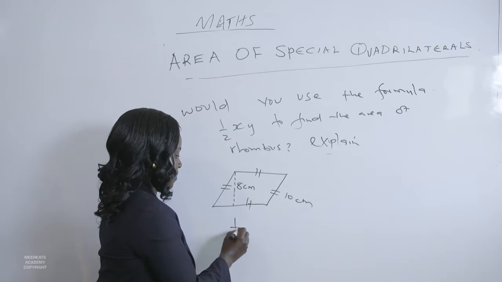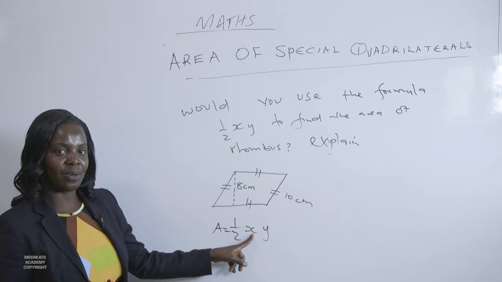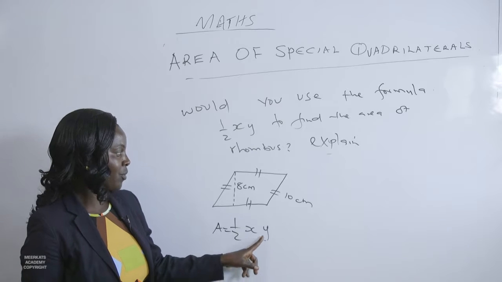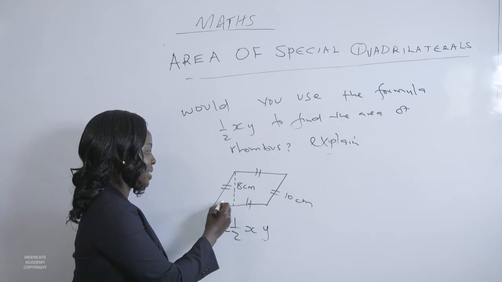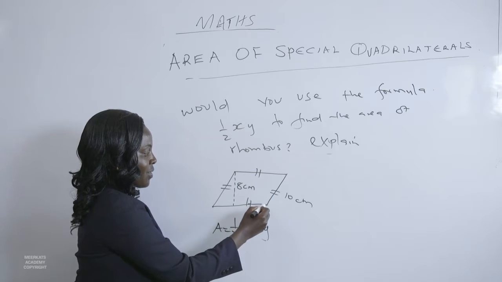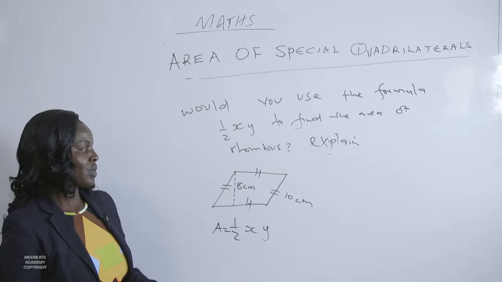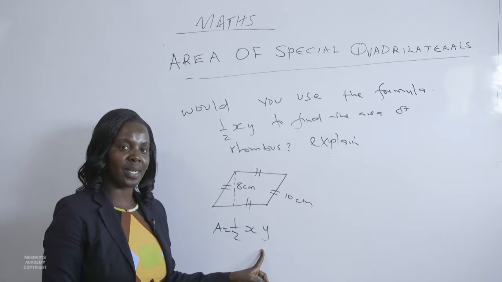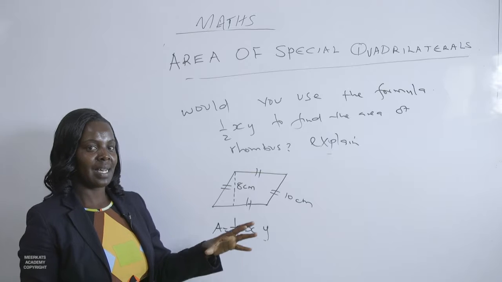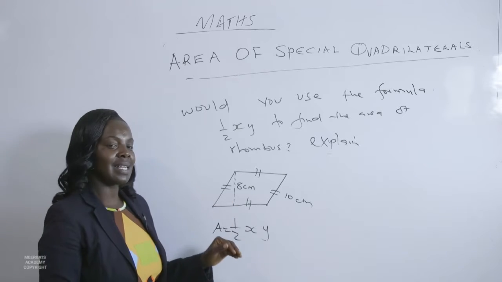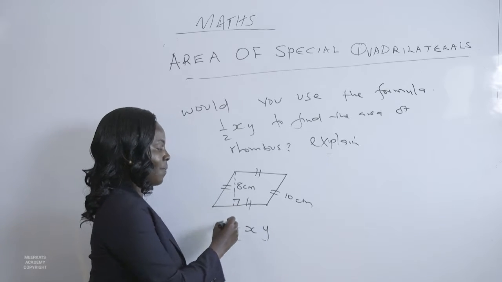Let's check. X is the diagonal and Y is the other diagonal of the rhombus. Are we given the diagonals? The diagonal will run from here to here and from here to here. Are we given the diagonals? You realize that we are not given. So that means we are not going to use this formula to calculate the area of the rhombus since the diagonals are unknown. But we can still calculate the area of the rhombus using the information given.